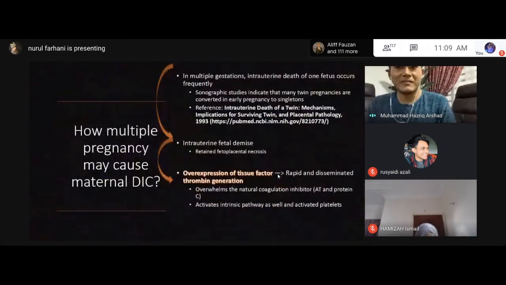Here it is: how multiple pregnancy may cause maternal DIC. In multiple gestation, IUD of one fetus occurs frequently. Many twin pregnancies are converted in early pregnancy to singleton. This is the reference that I got, although it is from 1993. When there is death of a fetus, it leads to intrauterine fetal demise, which contains retained fetal placental necrosis. Just now, Prof mentioned the fetus papyraceus. Actually, I already edited the new one. Let me read from there.